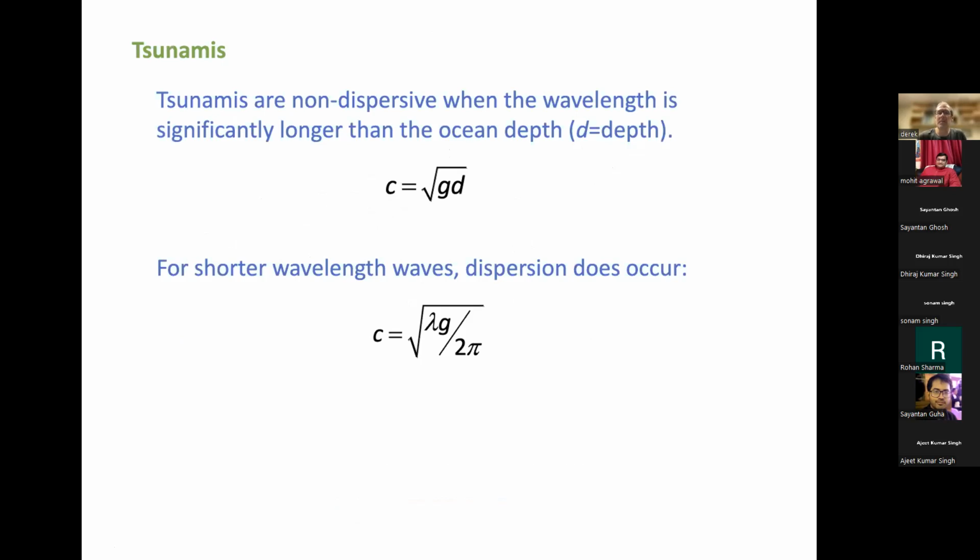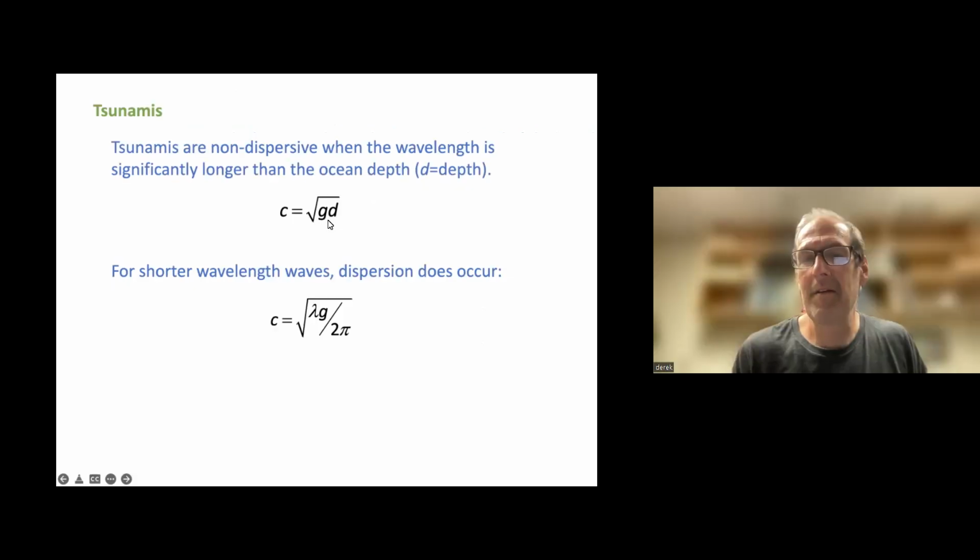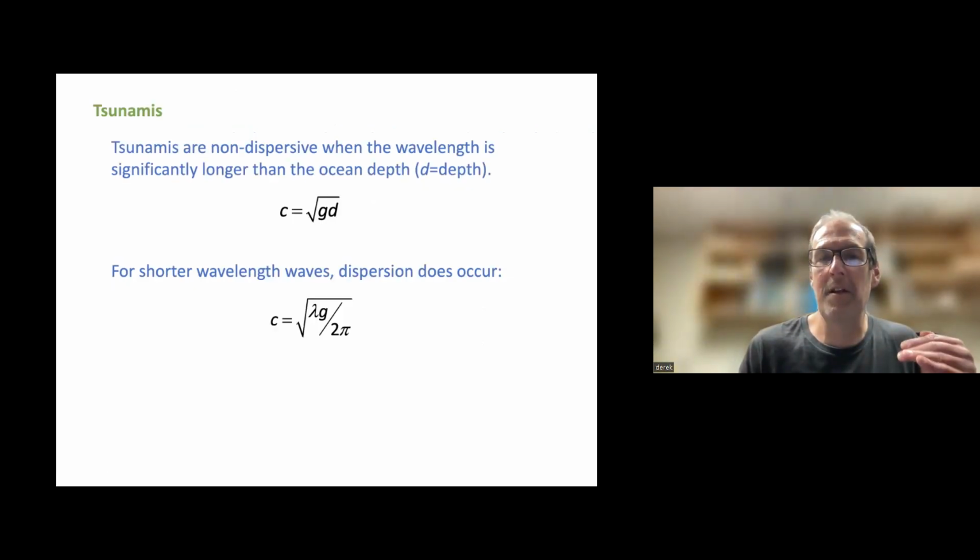Another type of dispersive wave is tsunamis. Tsunamis are non-dispersive when the wavelength is significantly longer than the ocean depth. In that case the phase velocity is the square root of g times depth, regardless of the wavelength. For shorter wavelength waves, dispersion does occur, and the phase velocity equals the square root of lambda times g over 2 pi.